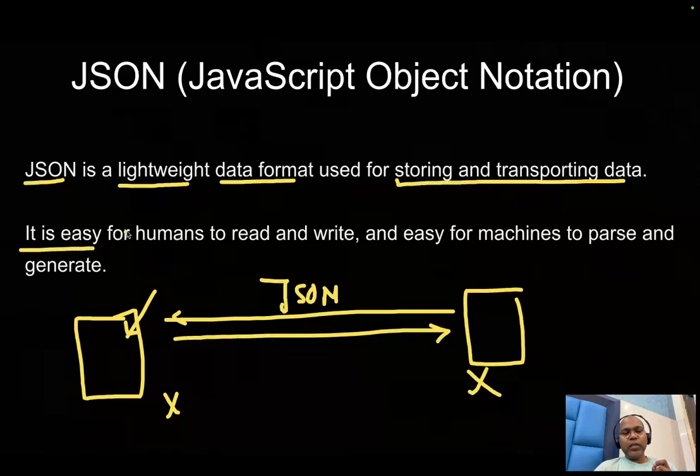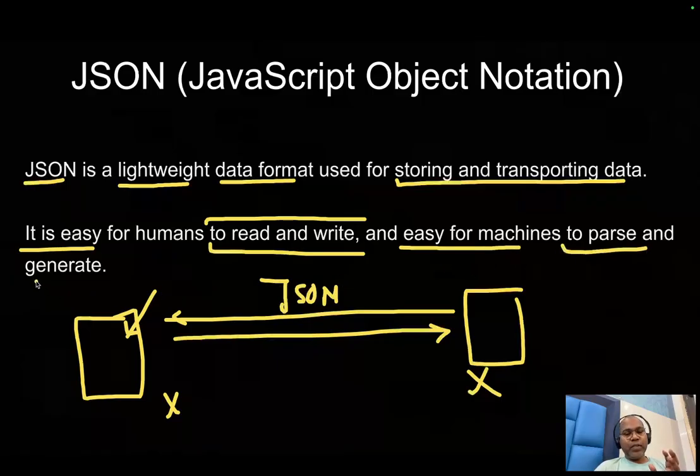It's easy for humans to read and write. These are very simple things. Writing JSON and reading JSON is very simple, and it is even easy for machines to parse and generate. If your application can easily generate JSON data, it can also easily parse existing JSON content or an object. You're going to learn how to read JSON data, write JSON data, and parse JSON data.